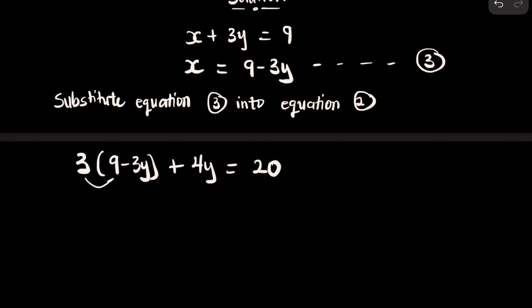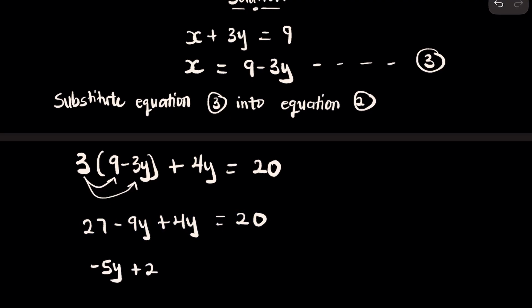So this guy will multiply this, and this will also multiply that, right? So 3 times 9 is going to give you 27. Now 3 times minus 3y is going to give you minus 9y. Then plus 4y is equal to 20. Now we can add these two like terms, minus 9y plus 4y. That's going to give us minus 5y. So you're going to have minus 5y, then plus 27 is equal to 20.